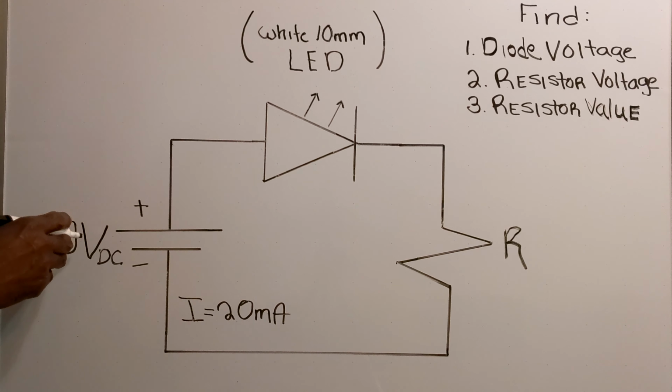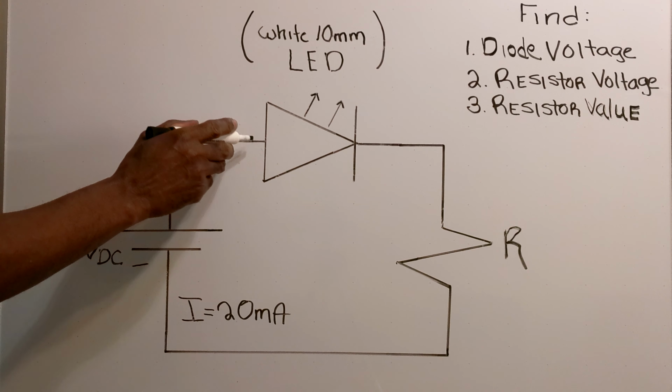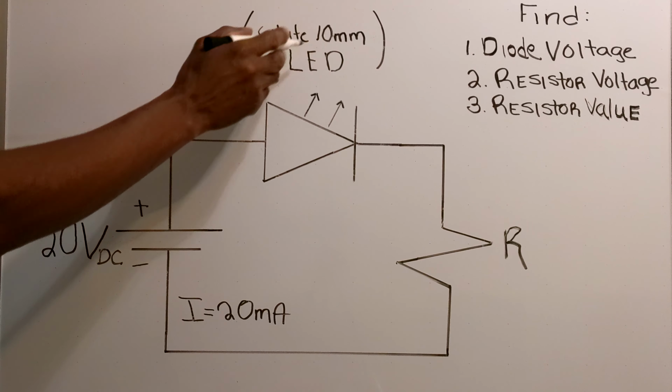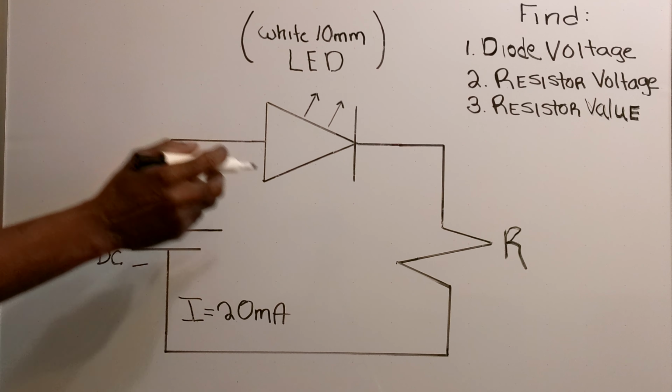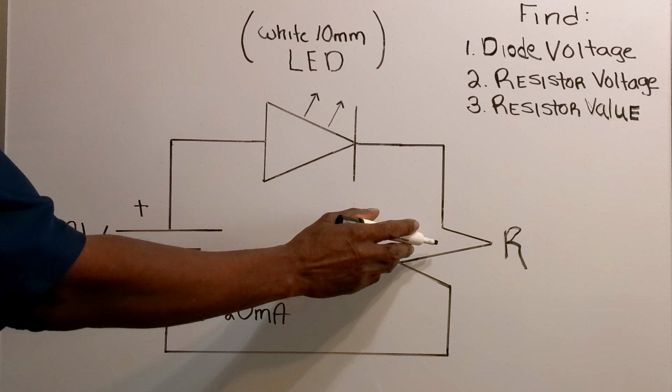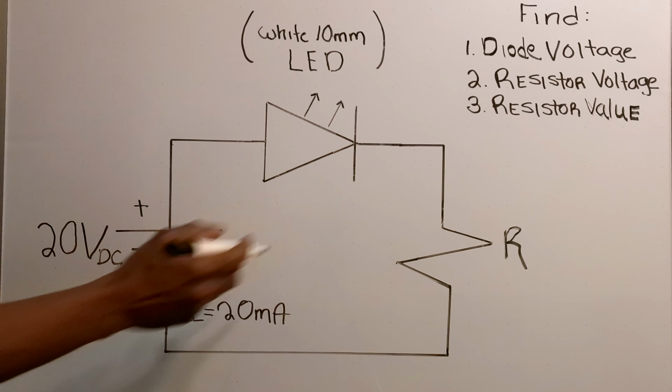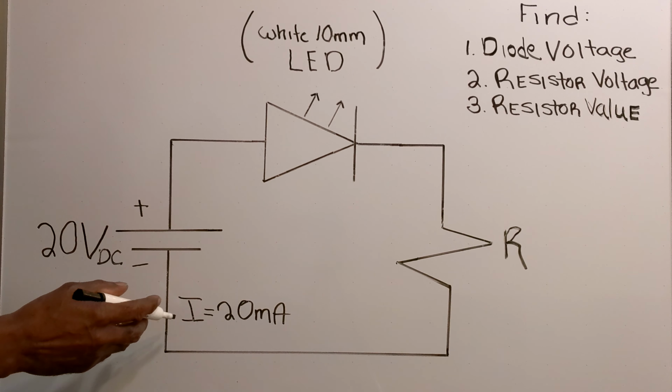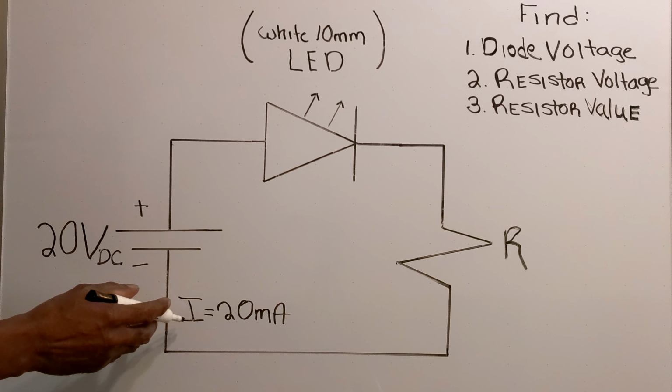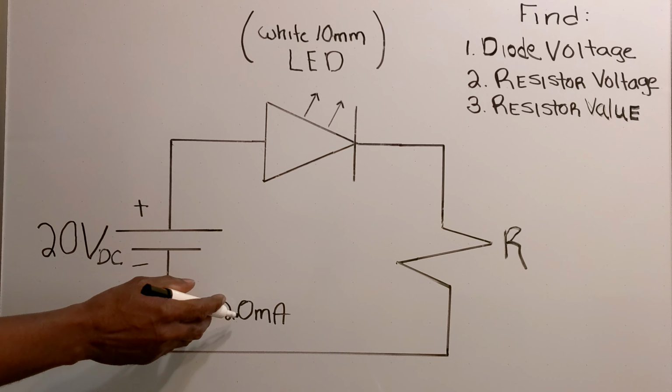Now in this video, I've got a 20-volt DC source in series with a white 10mm LED in series with a resistor. The current flowing through the circuit is 20 milliamps.